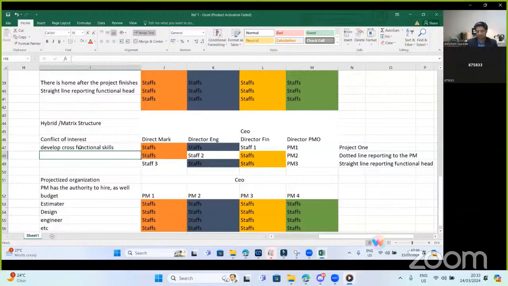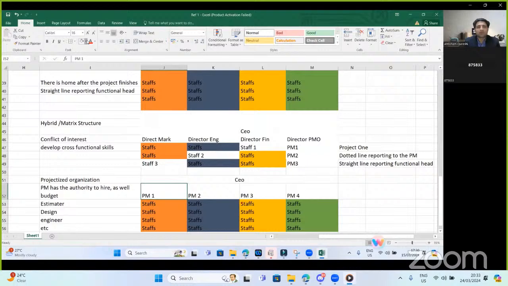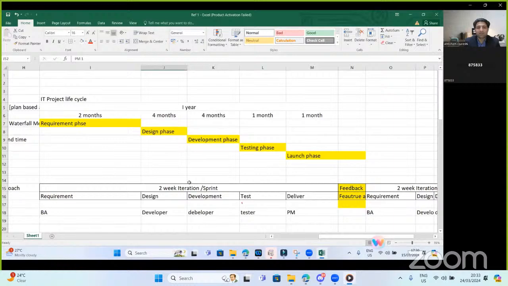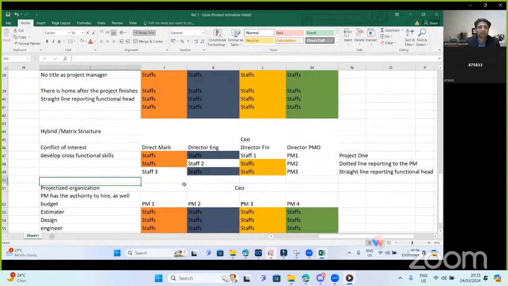We can have a recap with this slide. I think we talked about three types: functional, matrix, and project oriented. One is composite, and then let's go back to our slide. So composite is an organization where two types of structures. What's composite? We didn't talk about it. Yeah, composite is where we may have both types of structures at the same time. Like project one is being delivered as a functional organization, and project two is being delivered as a hybrid, let's say.